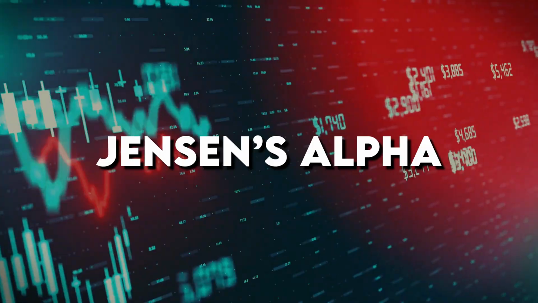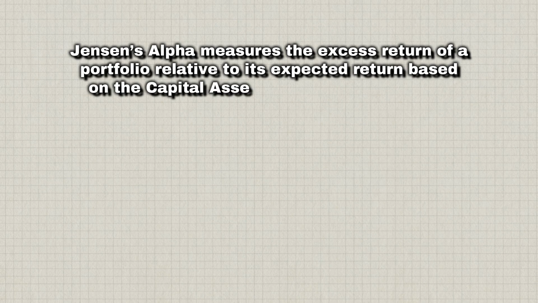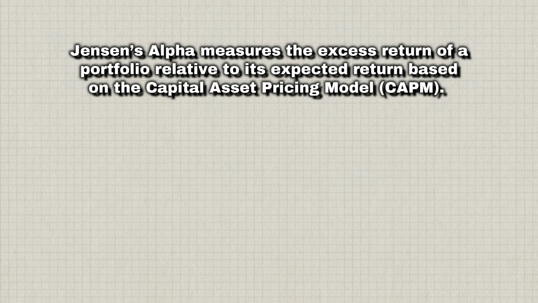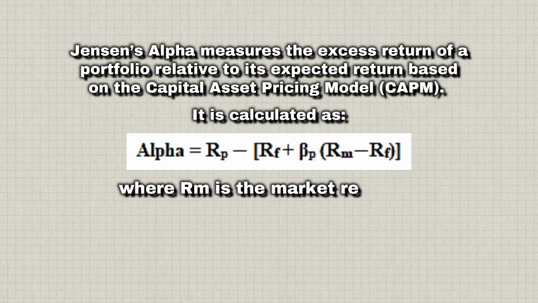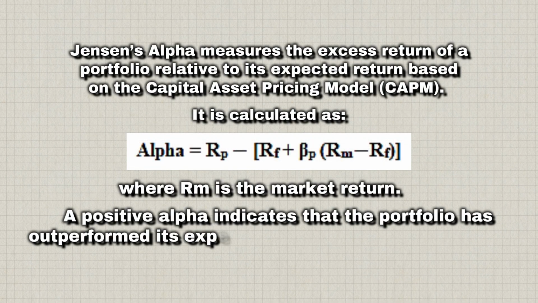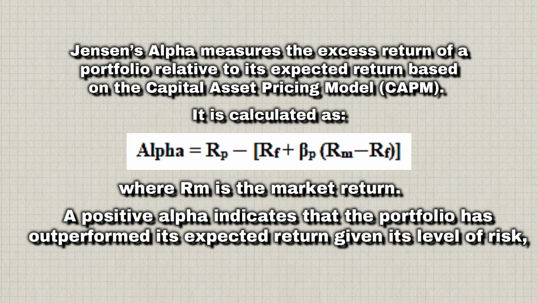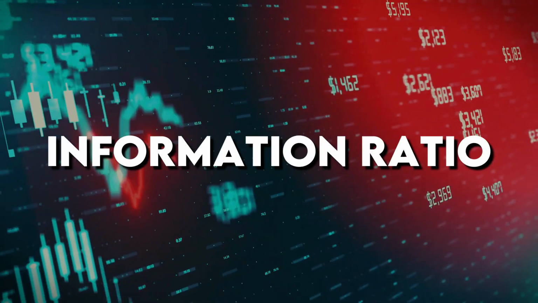Jensen's alpha. Jensen's alpha measures the excess return of a portfolio relative to its expected return based on the capital asset pricing model, CAPM. It is calculated as alpha equals RP minus (RF plus beta P times (RM minus RF)), where RM is the market return. A positive alpha indicates that the portfolio has outperformed its expected return given its level of risk, while a negative alpha suggests underperformance.